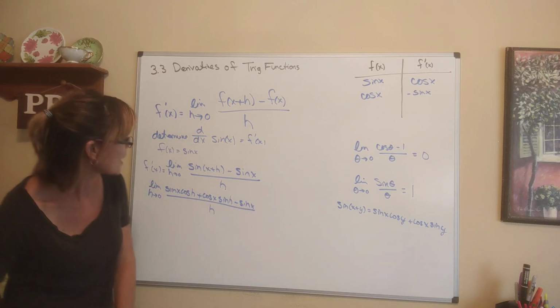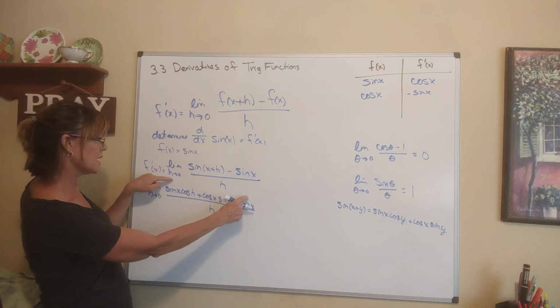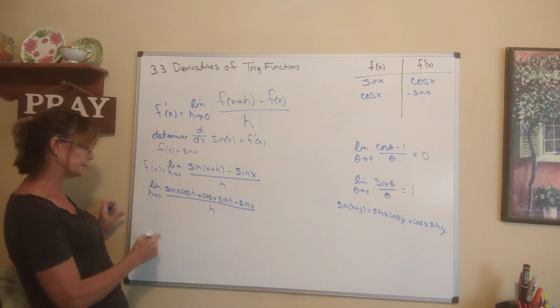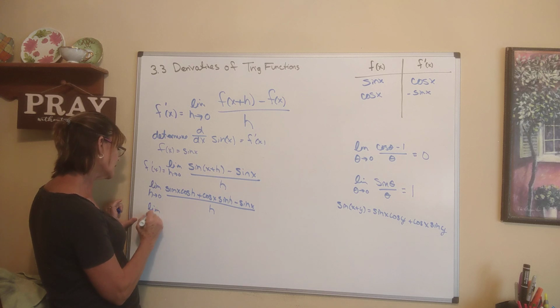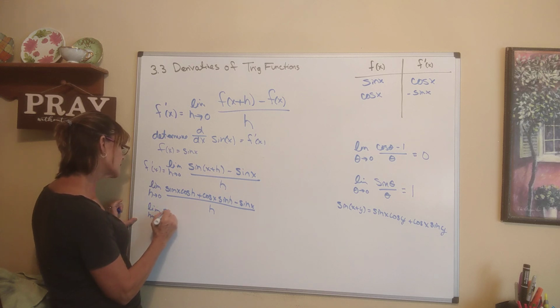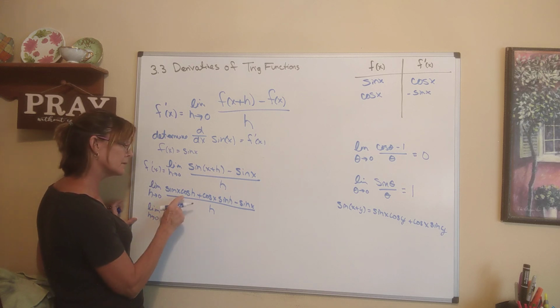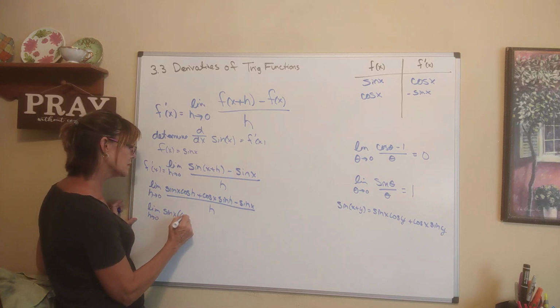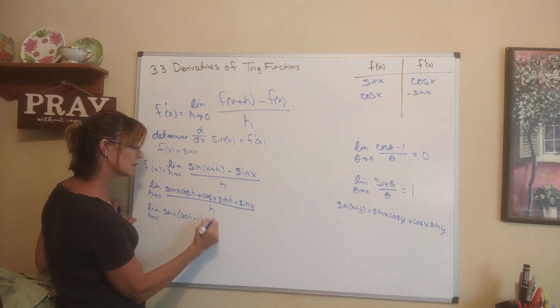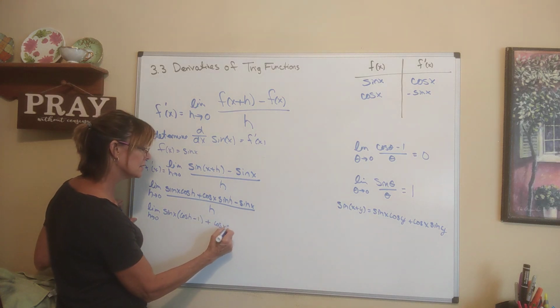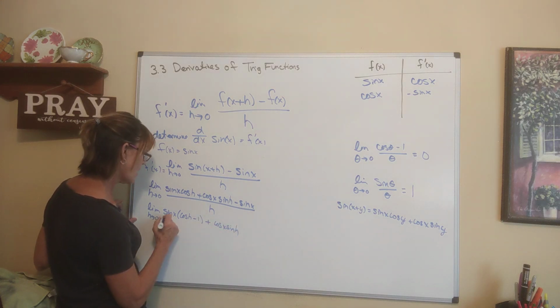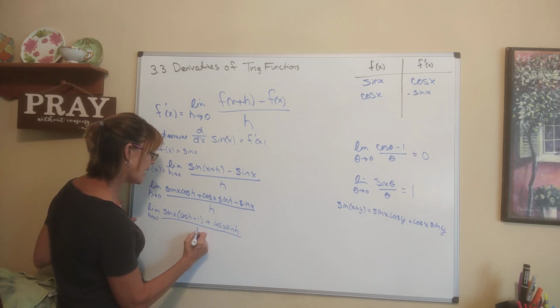Okay, what can we do with that? Well, I see two sine x's. I'm going to factor that out. This is the limit as h goes to 0 of the sine of x times the cosine of h minus 1, plus the cosine of x times the sine of h, all over h.